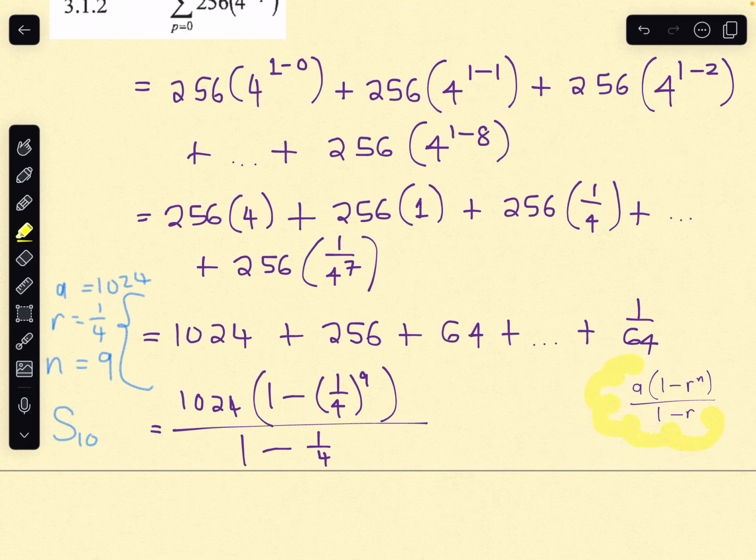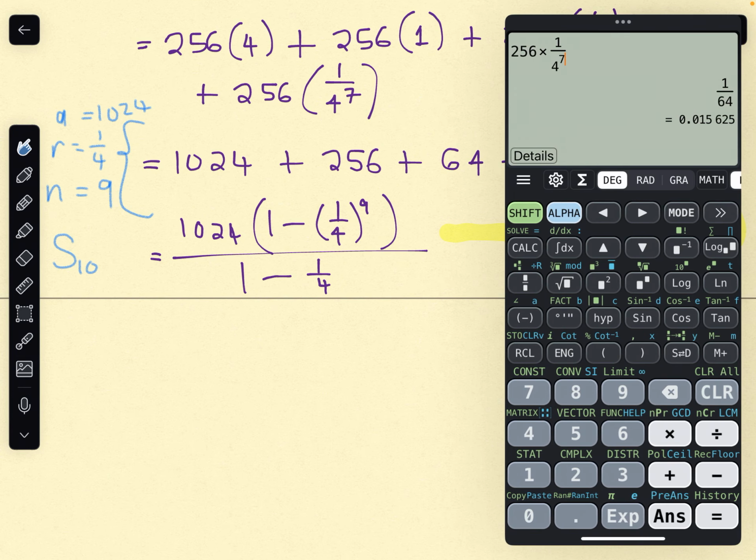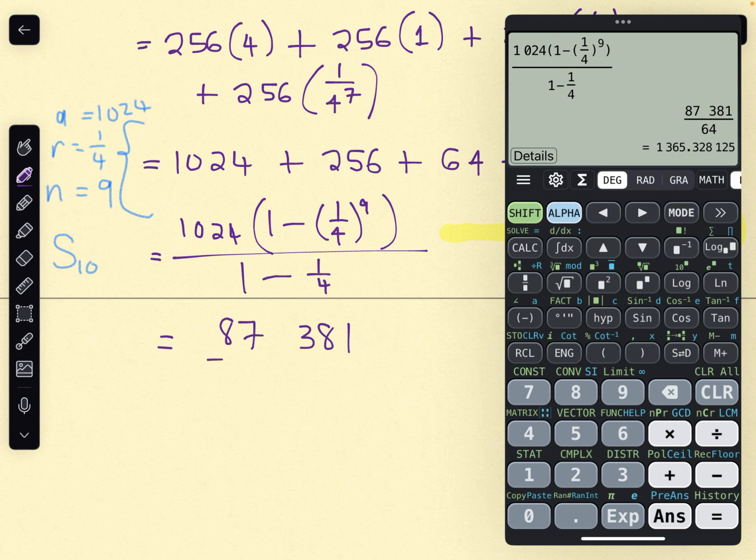Righties, so this is a good moment to whip out the calculator. So we have 1024, 1 minus a quarter, and then down here we have 1 minus a quarter as well. Perfecto. So that ends up being, I mean, we could keep it as a fraction. Doesn't look very nice, but okay, we don't discriminate here. So that is the answer, I think.